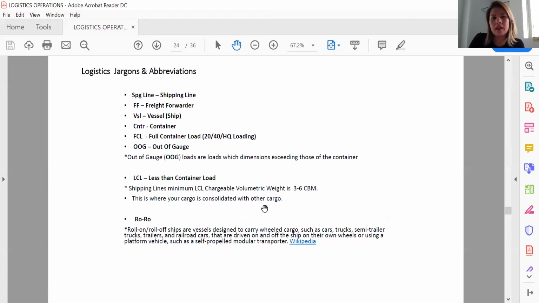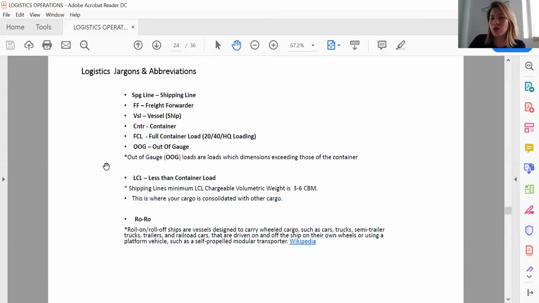SPG, that is full shipping line. So when you see this abbreviation, it means shipping line. FF, that is freight forwarder. VSL, vessel. CNTR, container. FCL, full container load, that's 20, 40, 45 HQ loading. OOG, out of gauge. So those are like a wind turbine, or you're going to transport a cement mixer. Obviously, it will not fit in a closed container, so you will have to book an OOG container, out of gauge.